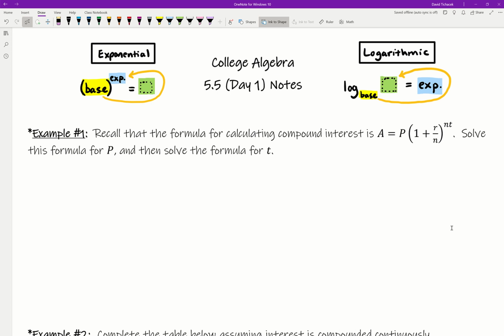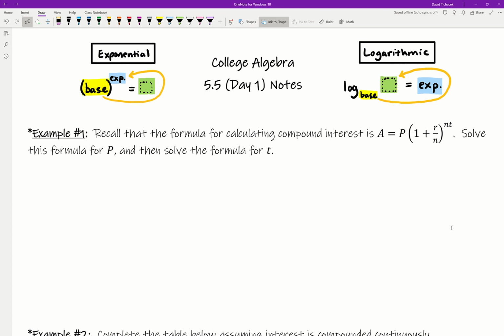Alright friends, welcome back. In this video I'd like to go ahead and take a look at the last section of Chapter 5 that we'll discuss, which is Section 5.5, and we'll take a first day for this in this video. Specifically, what we want to talk about is a couple of different questions where we are applying exponentials and logarithms to solve application problems.